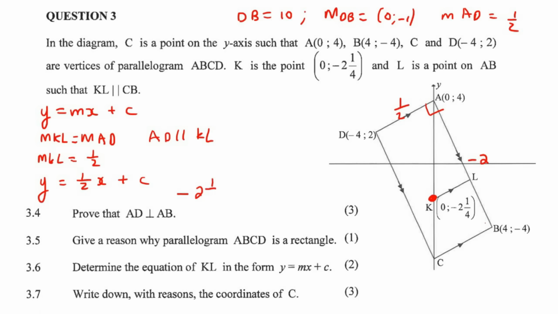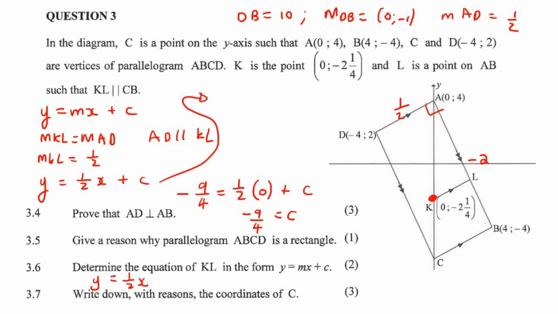So -2 1/4. By the way, I don't like to work with mixed numbers, so I'm going to convert that into an improper fraction. So that'll be -9/4. So that'll become -9/4 equals a half, and then x is 0, and then plus c. So if you go work out c, you're going to get -9/4. Okay, so then the final answer for that question, let's write it down here: y equals a half x minus 9/4. Okay, y equals a half x minus 9/4.